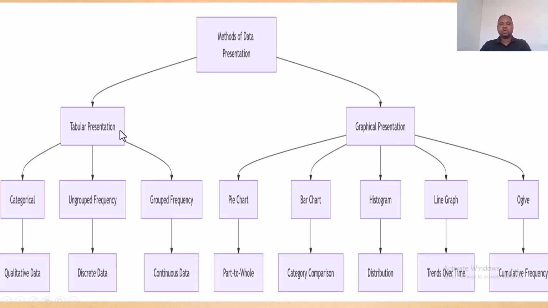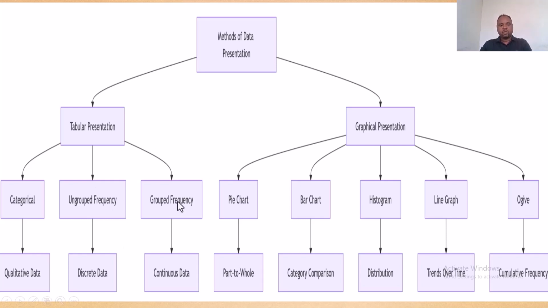Under tabular presentation, we have three types: categorical frequency distribution, ungrouped frequency distribution, and grouped frequency distribution. Categorical frequency distribution is useful to present qualitative or categorical data, in particular for nominal or ordinal scales of measurement, whereas ungrouped frequency distribution is useful for discrete data, such as family size of households, number of accidents, number of calls received by an operator, number of students, number of beds in a hospital, and much more. These variables by their nature are discrete data, but they are quantitative.